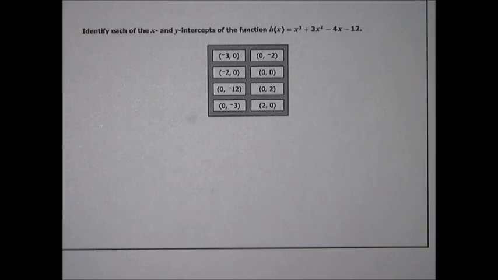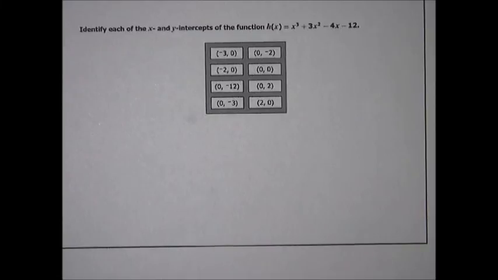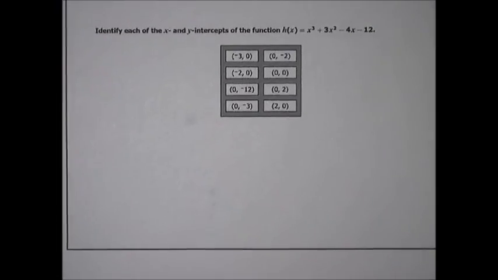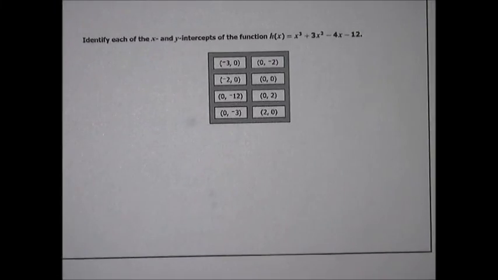Okay, the question asks you to find each x and y intercept. So there is a long way of doing this algebraically, but we're not going to look at that. We're going to just look at this by using a calculator. So on your calculator, you want to turn on the calculator and graph x to the 3rd plus 3x squared minus 4x minus 12. And when you do that, you are looking to find every x and y intercept, and it will pop right up.